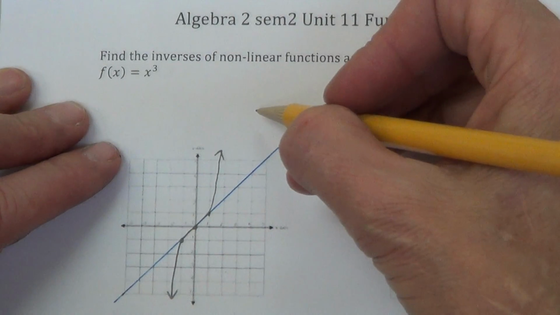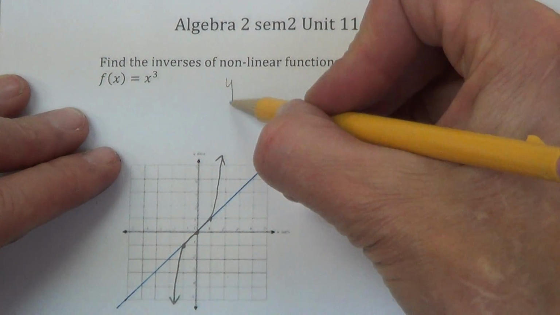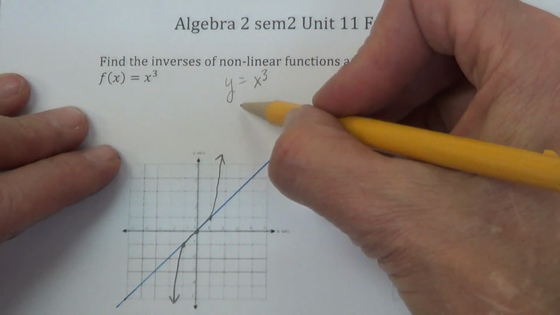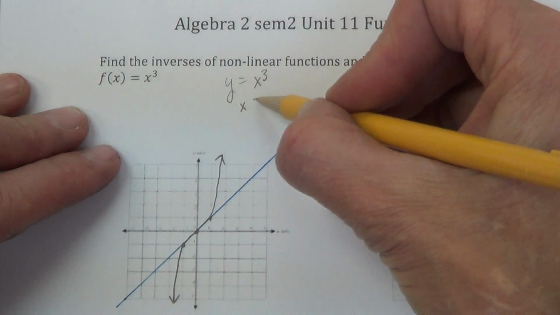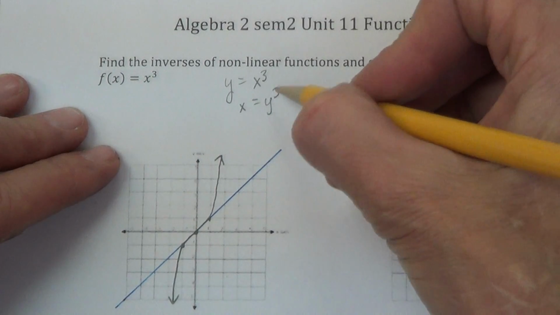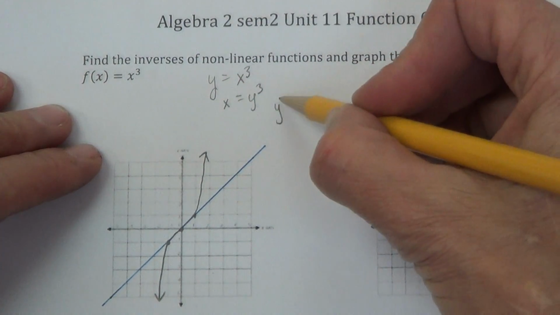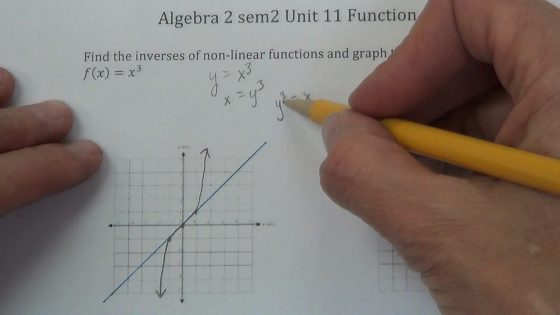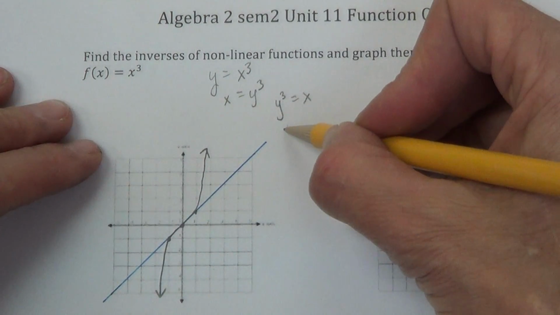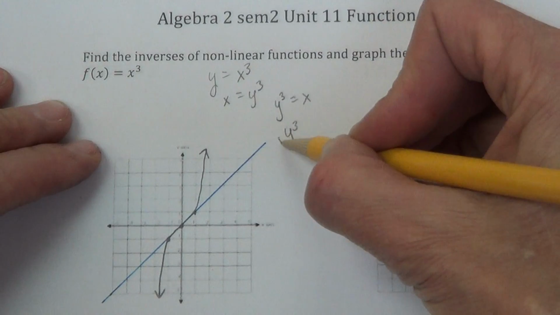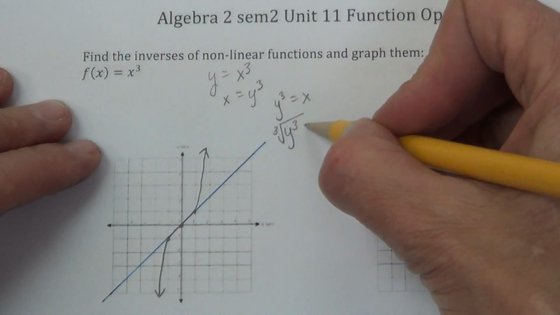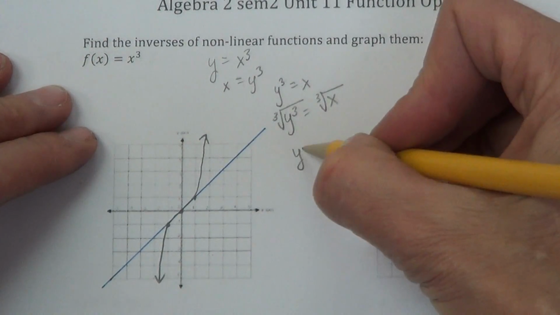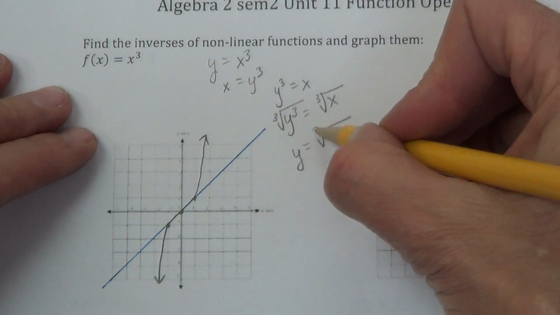Let's algebraically figure out what our inverse would be. That would be y equals x cubed. Swap our x and y. That's going to be x equals y cubed. Bring our y to the left side by flipping the whole equation. Now to get y cubed alone, in order to cancel a cube, we have to do a cube root. What you do to one side, you do to the other. So we find that y equals cube root x.